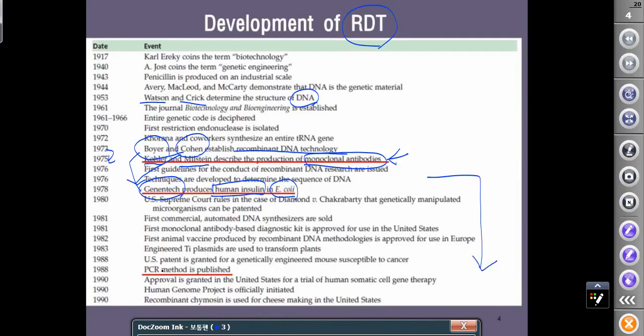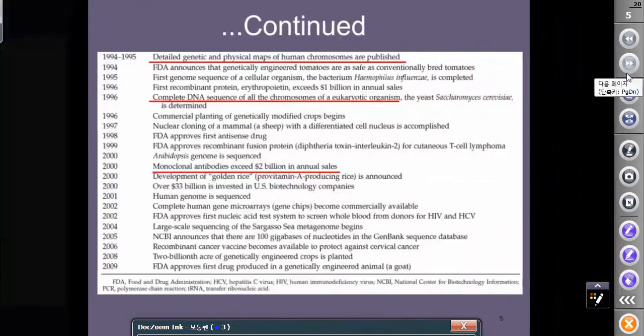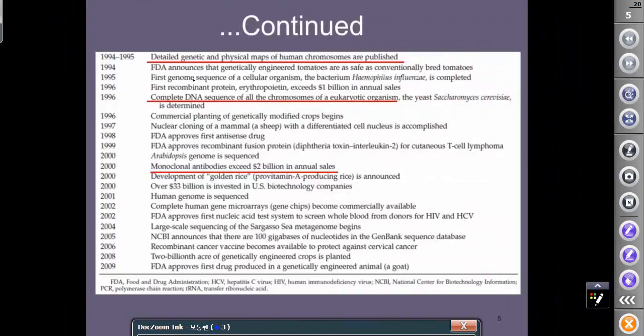And one more breakthrough was here. That happened in 1988. The PCR method was published. This one will be explained, like you will learn it in maybe the next chapter. This is also very important. You have to keep that in mind. And the detailed map of the human chromosome was published. This is another groundbreaking work.